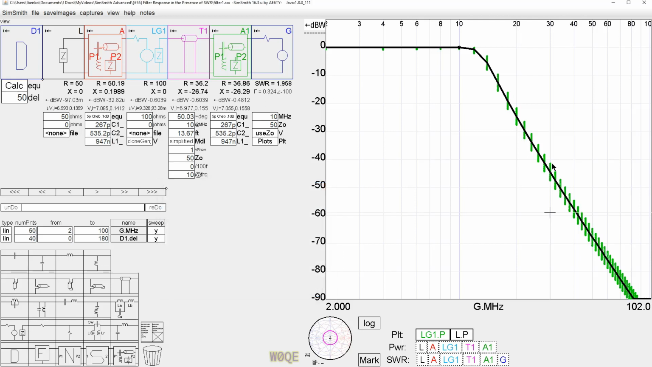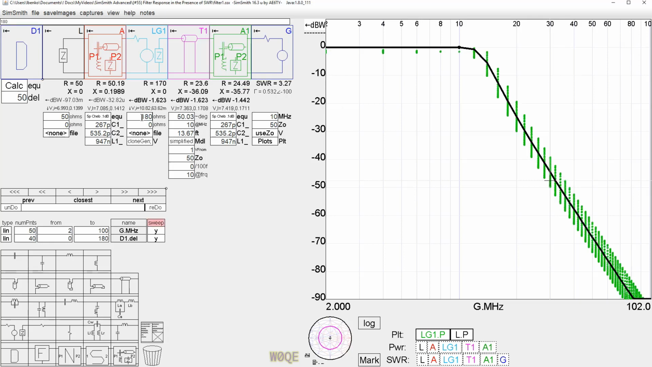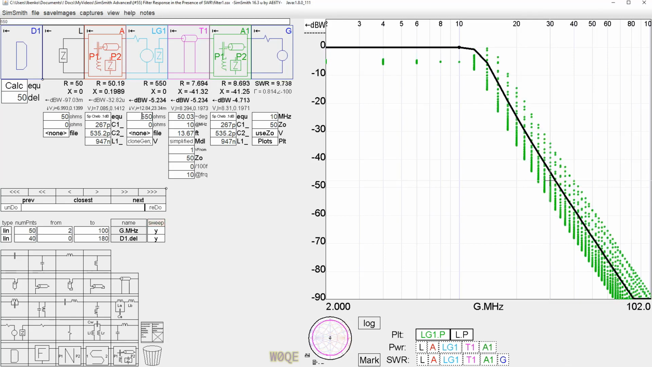So if we look at the 30 megahertz ambiguity here with 41.6 to 47.6, it's a 6 dB difference in ambiguity for the loss at 30 megahertz, which is 3 times the cutoff frequency. If I increase this so that my SWR gets higher and higher, let's go up here to say like 1,000 ohms. And 1,000 ohms represents a 20 to 1 SWR.